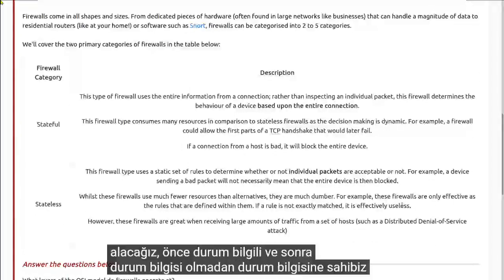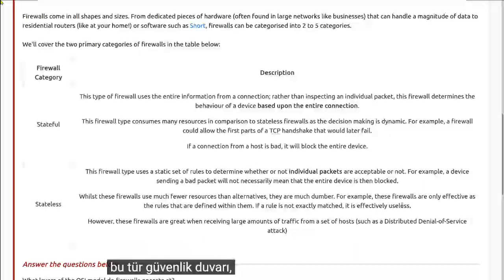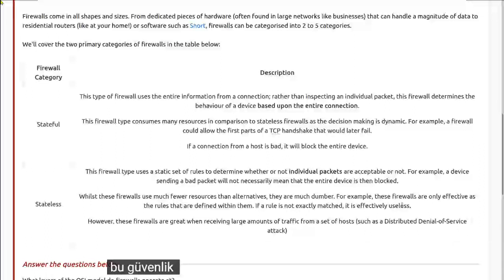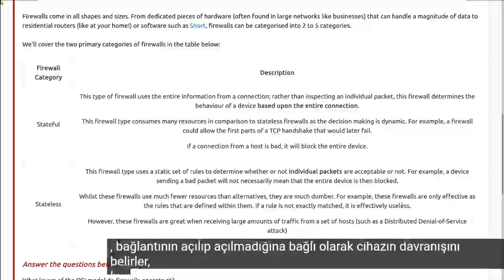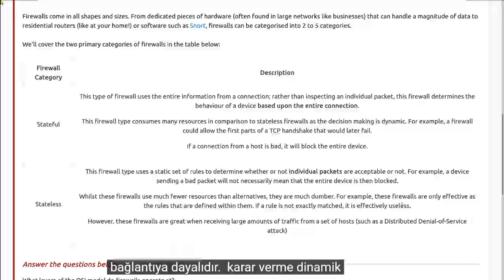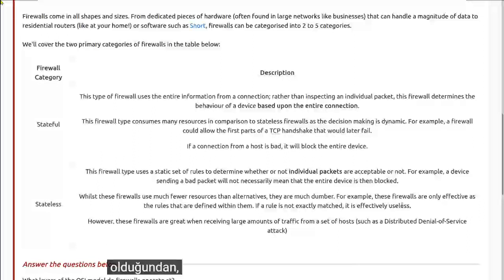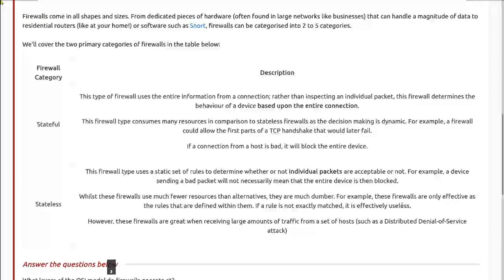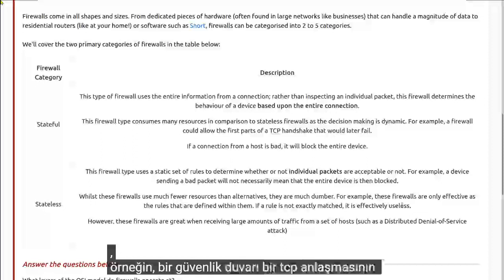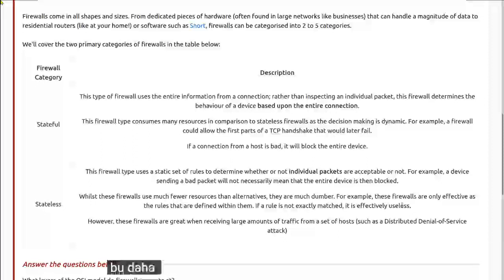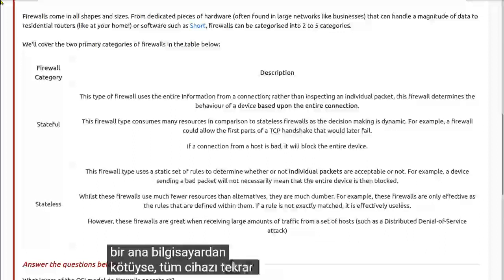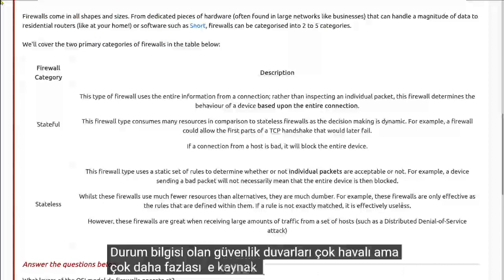Moving on with stateful. This type of firewall uses the entire information from a connection, rather than inspecting an individual packet. This firewall determines the behavior of a device depending on if the connection has been opened. So it's based on the entire connection, the entire history, rather than just that packet at that point in time. This firewall type consumes many resources in comparison to stateless firewalls, as the decision making is dynamic. For example, a firewall could allow the first parts of a TCP handshake that would later fail. If a connection from a host is bad, it will block the entire device. Again, stateful firewalls are very cool, but they're much more resource intensive.